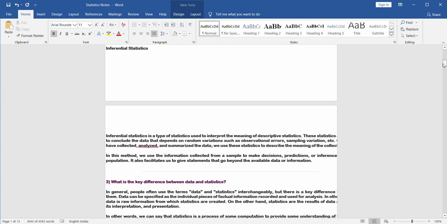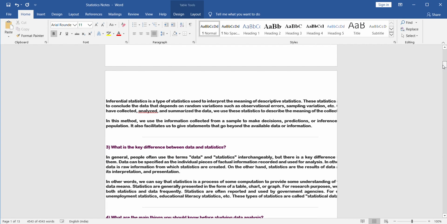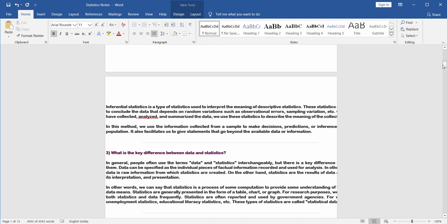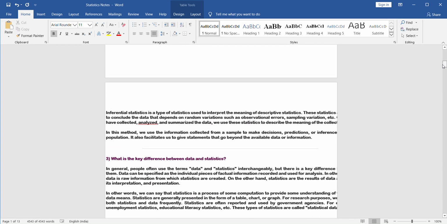At the same time, what is inferential statistics? Inferential statistics is a type of statistics used to interpret the meaning of the descriptive statistics. This is statistics to conclude from data that depends on random variables such as observation errors and sampling variation, after we have collected, analyzed, and summarized the data. We use these statistics to describe the meaning of the collected data. In this method, we use the information collected from a sample to make decisions, predictions, or inferences about the population. It also facilitates us to give statements that go beyond the available data or information.